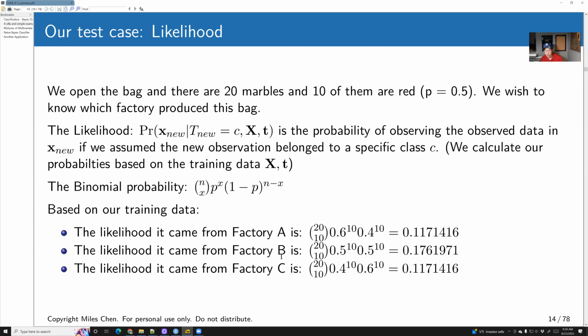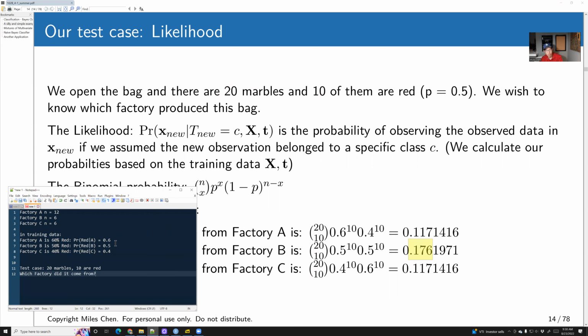So according to the likelihood, which is basically looking at these proportions alone, factory B has the highest likelihood, which kind of aligns with what we know. From our training data, we know 50% of the marbles coming from factory B are red, and when we opened up our bag it was 50% red. So going off of just what we see in the data, factory B seems to have the highest likelihood.